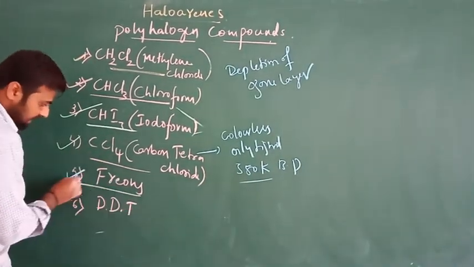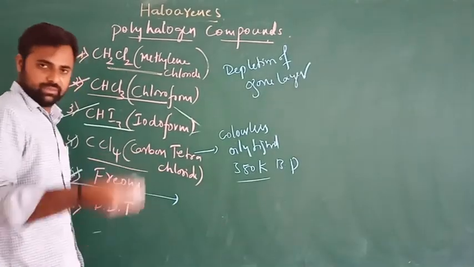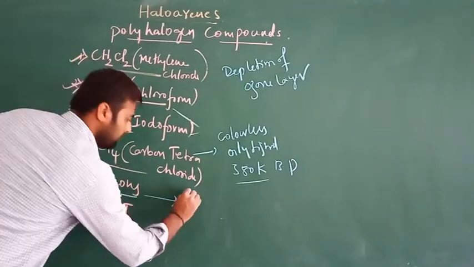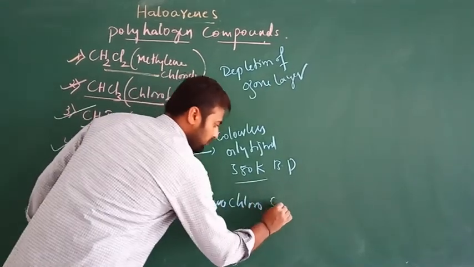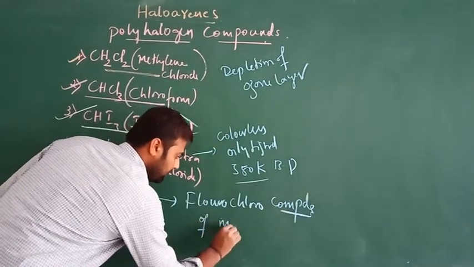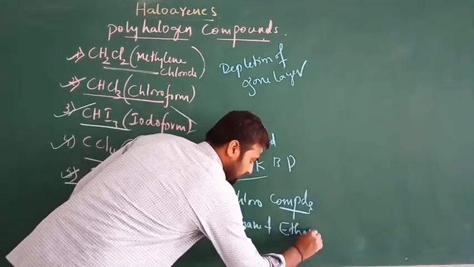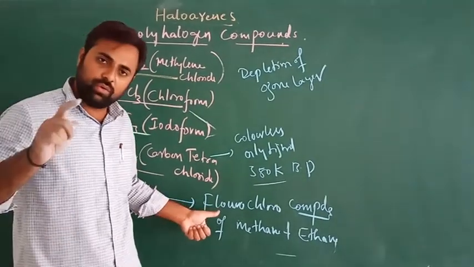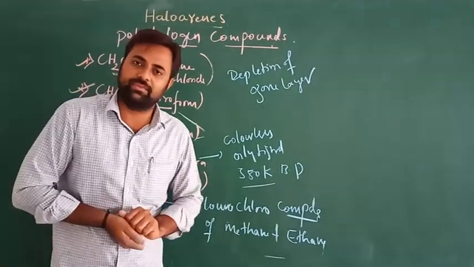The next one is freons. Freons are polyhalogen compounds. These are also defined as fluoro compounds of methane and ethane, collectively called freons. Freons are the fluoro compounds of methane and ethane collectively called freons.